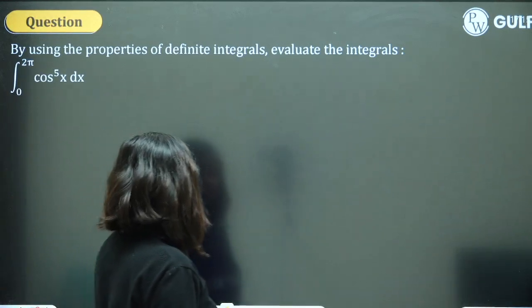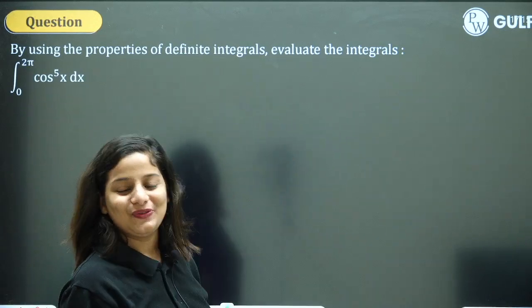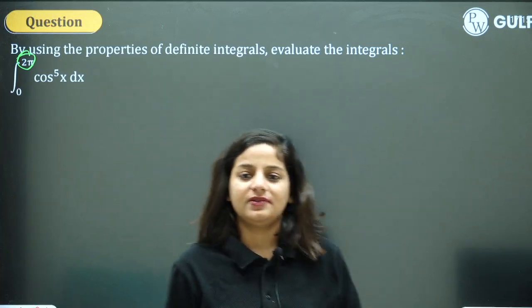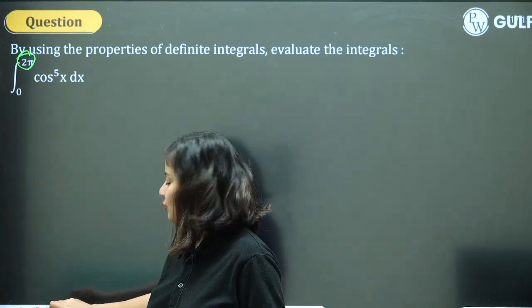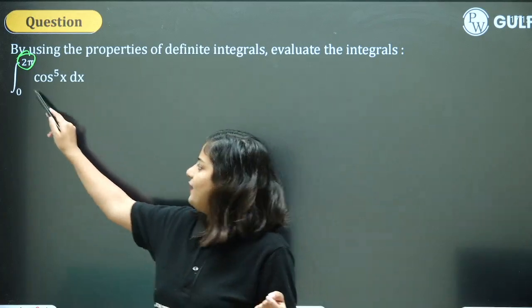Let's do the last question. Come, integration 0 to 2 pi cos raised to 5x dx. 2 pi. One of the limit is 0 and other is 2 pi. Go back to properties. In how many properties do you have one of the limit 0?